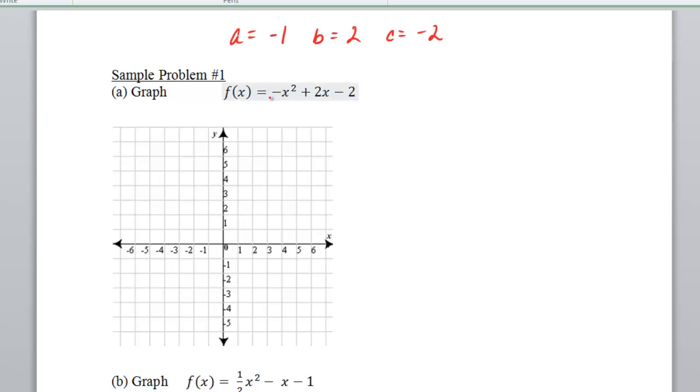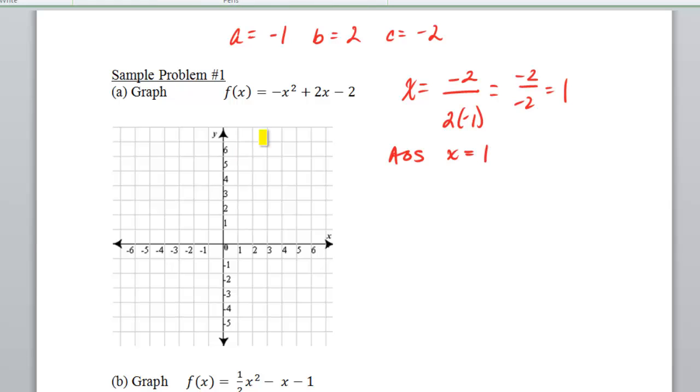Now this is a good visual. The negative 1 lets me know that it's going to be upside down. And I want to identify my axis of symmetry to start. And so I'm going to say x equals negative b, so negative 2 over 2a, so that's 2 times negative 1, which is going to give me negative 2 over negative 2 equaling 1. So my axis of symmetry is x equals 1.